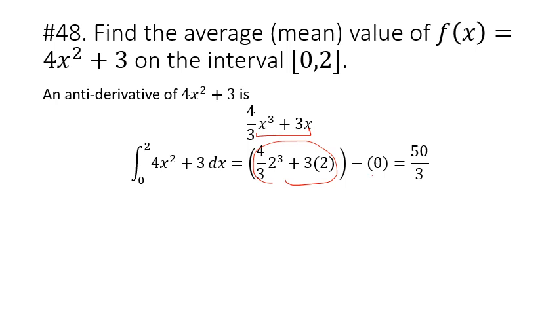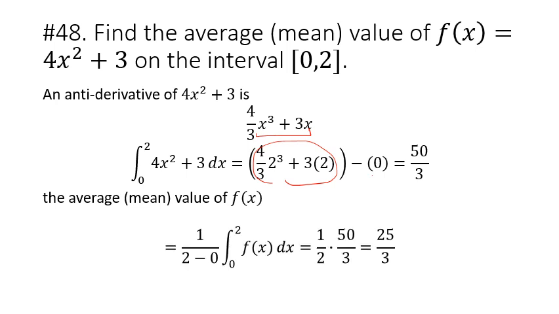What is the average value? The formula is 1 over b minus a, so 2 minus 0, times the definite integral. So 1/2 times 50/3. So 25/3 is going to be our average value of f on the interval 0 to 2.